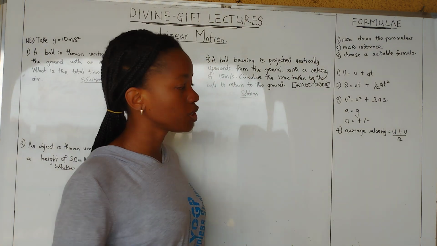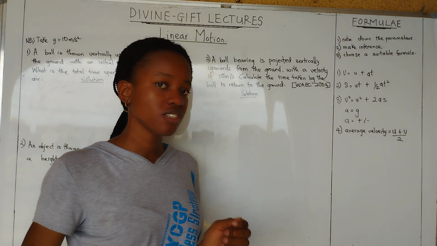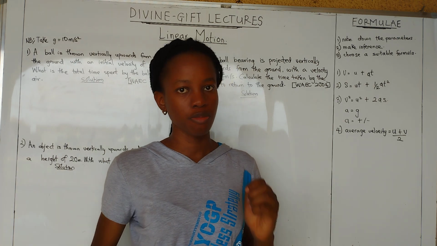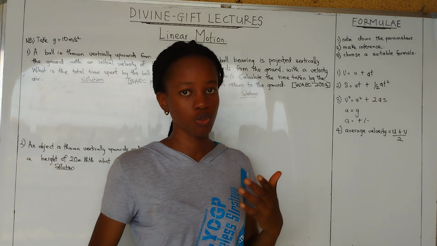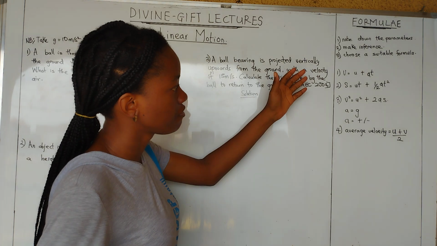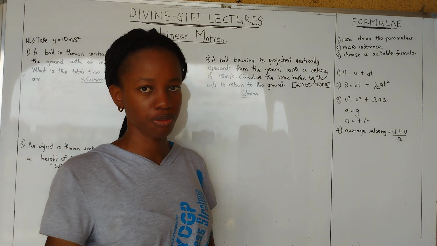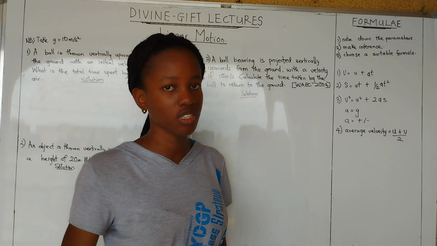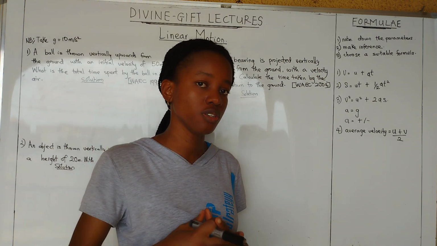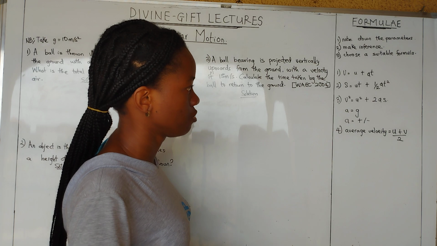So in this video, we'll be looking at linear motion, but in this case, vertical linear motion. Remember in our last video, we talked about linear motion, and we found the formulas and knew how to solve questions on linear motion. But in this case, we'll be looking at vertical linear motion. Please don't forget to watch the other video if you haven't done so.